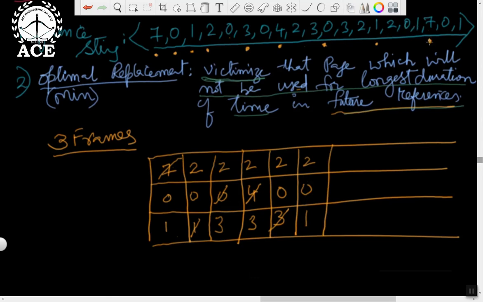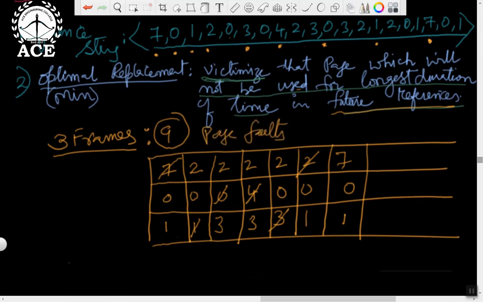Next we refer 7, a fault. 0, 1 are used, 2 is not used, so bring 7 in place of 2. Next, 0, 1 as it is. So 0, 1 are referred, they are present, no page fault. So therefore 3 frames has given how many page faults? Please calculate. 1, 2, 3, 4, 5, 6, 7, 8, 9 page faults. Got it? 9 page faults have occurred with 3 frames.